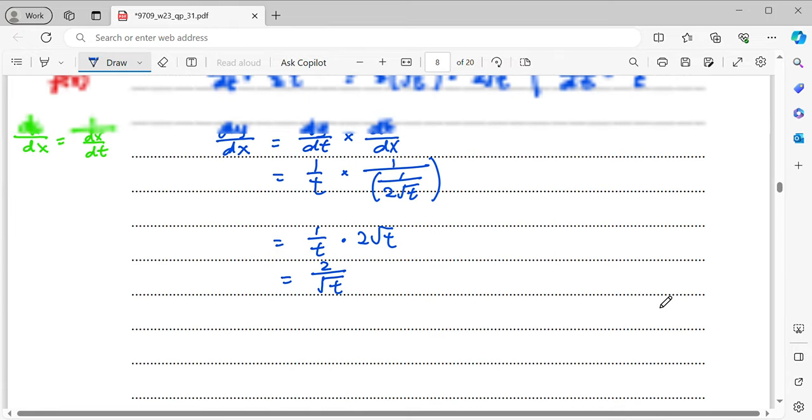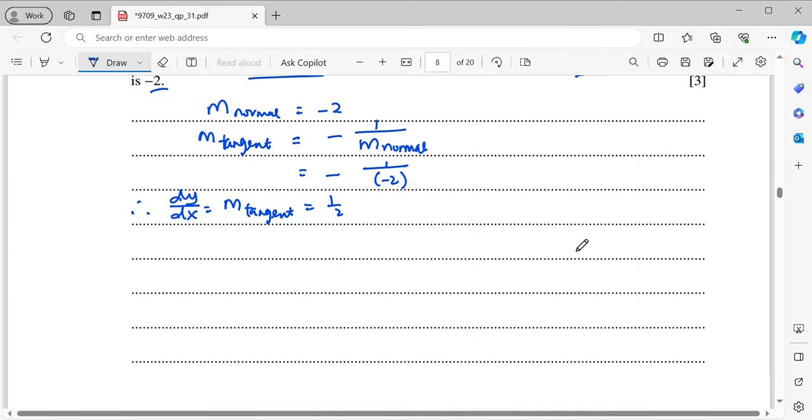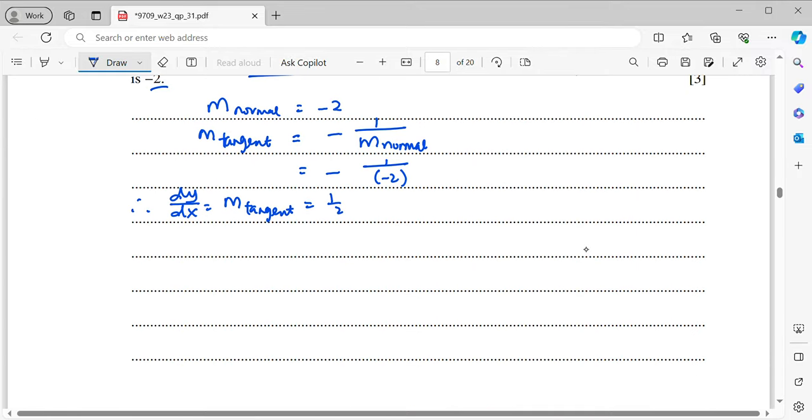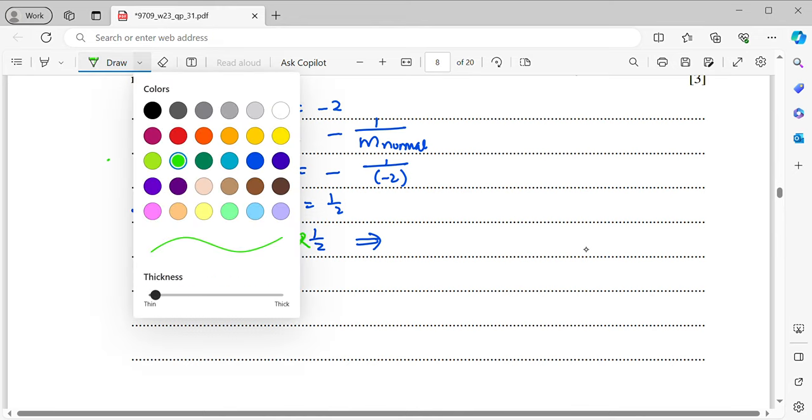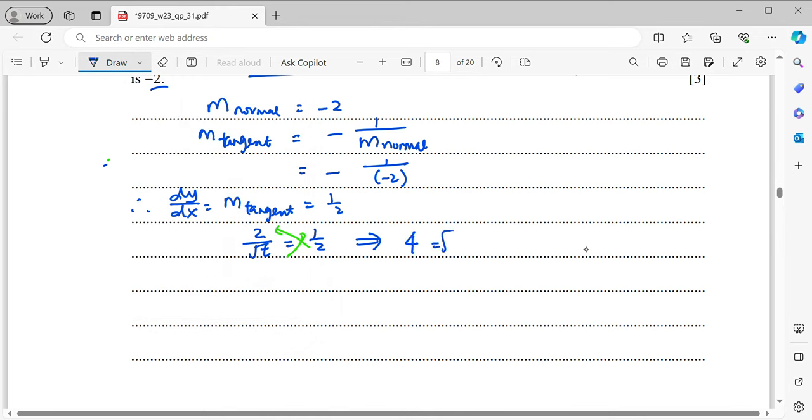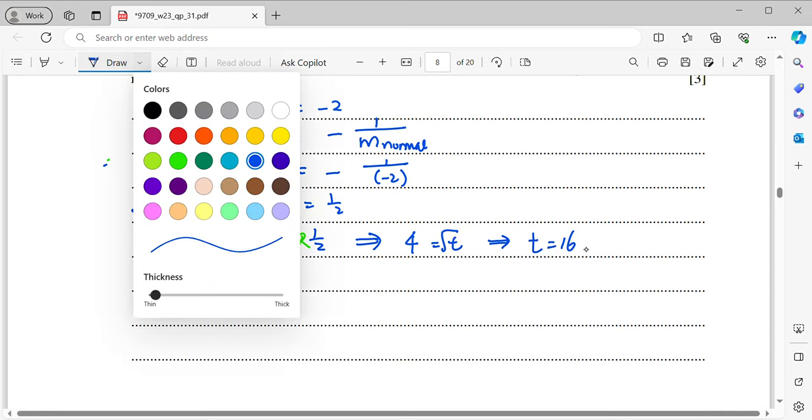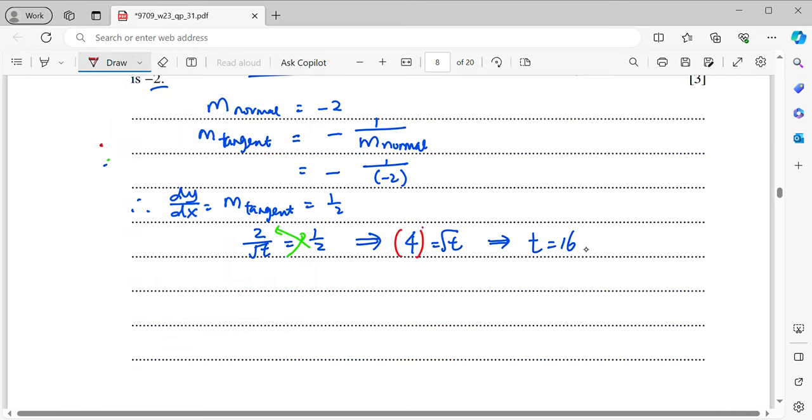Okay, so then from here, dy/dx is found. So it means that 2 over square root t is 1 over 2. Then now, we use cross multiplication. 2 move up, 2 move up. So then you will be getting 4 equals square root t. Hence, by squaring both sides, t is 16. When you square both sides, it is in order to eliminate the square root.